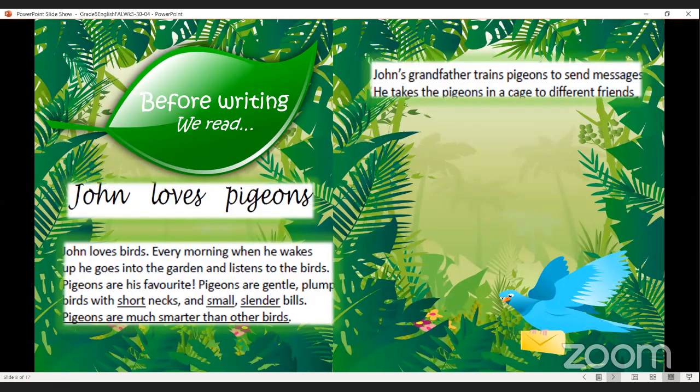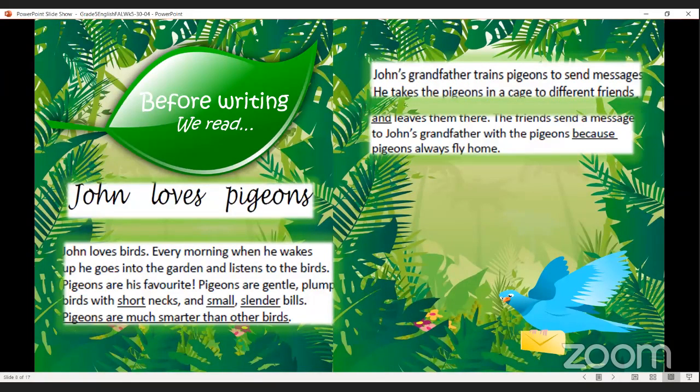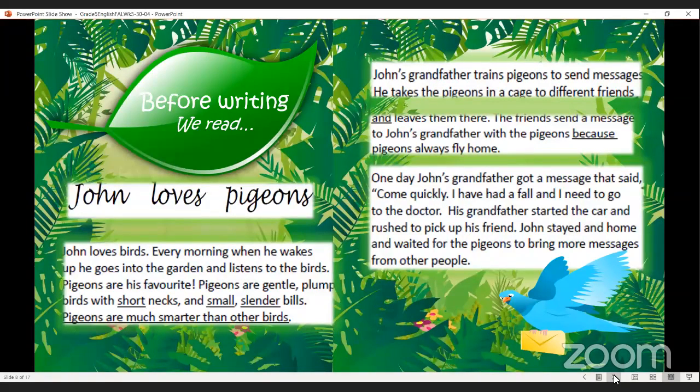John's grandfather trains pigeons to send messages. He takes the pigeons in a cage to different friends and leaves them there. The friends send a message to John's grandfather with the pigeons because pigeons always fly home. One day, John's grandfather got a message that said, "Come quickly, I have had a fall and I need to go to the doctor." His grandfather started the car and rushed to pick up his friend. John stayed home and waited for the pigeons to bring more messages from other people.